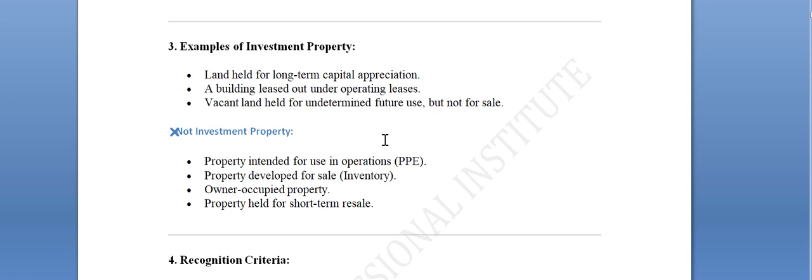All of these that I'm mentioning now, they are not part of the investment property.